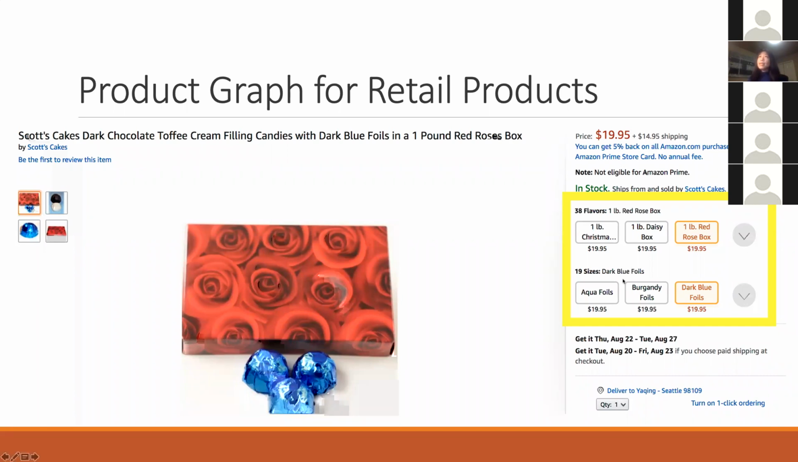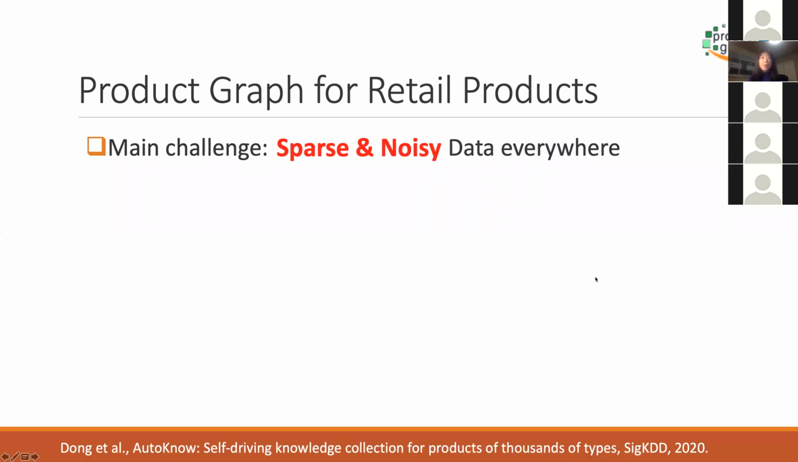On the right-hand side, we do see different flavors and different sizes. However, how many people would consider "1 pound red rose box" as the flavor of your chocolate? And how many people would consider "dark blue foils" as the size of this chocolate box? This is mainly because the information could be provided by the retailers for some particular purposes, and here it is to show the different varieties. So it is kind of an abuse of the attributes flavor and size. The data here could be very sparse and noisy.